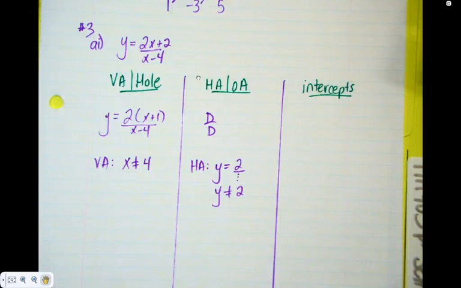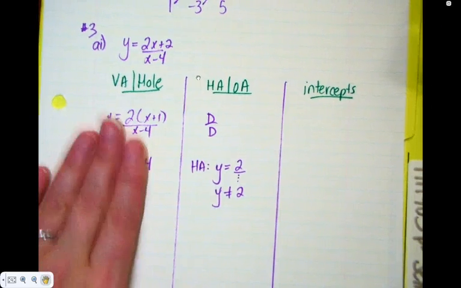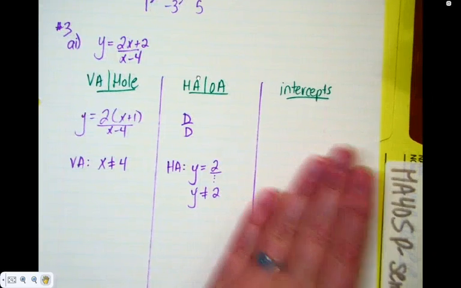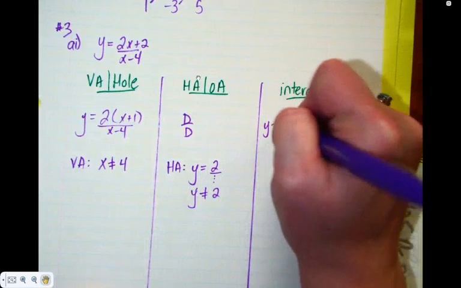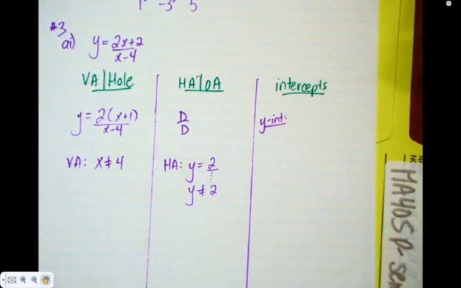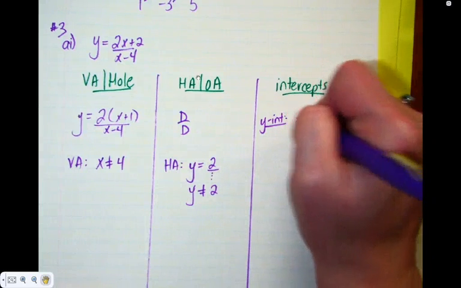Are we okay so far? Okay, so this is what we did yesterday, this we did this morning. Intercepts you've been doing since grade 10. How do you find an intercept? Let's start with the y-intercept. How do you find a y-intercept? Put x equal to 0, solve for y.